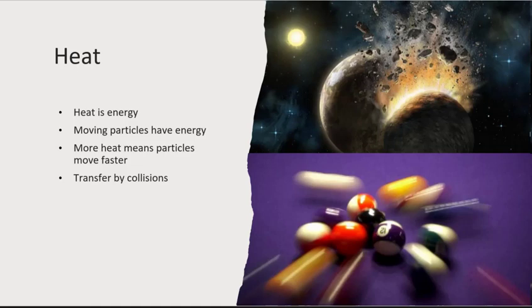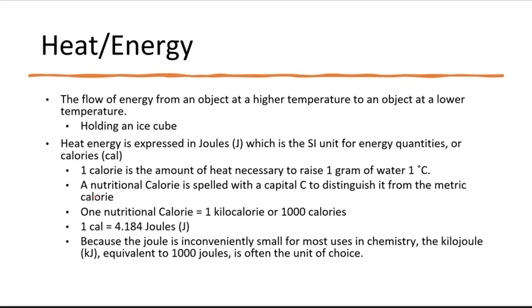Heat is energy. We know that moving particles have energy. More heat means particles are moving faster. And when particles move faster, they hit other particles, so they can transfer heat by collisions. Now, the flow of energy from an object at a higher temperature to a lower temperature is how heat is transferred. Okay, energy is always transferred from a higher temperature object to a lower temperature object.